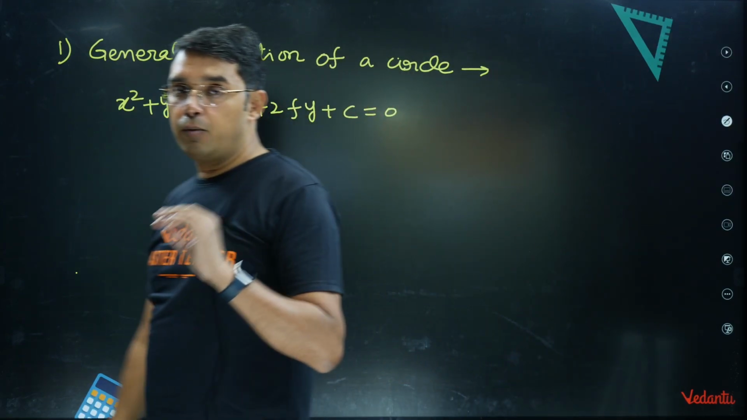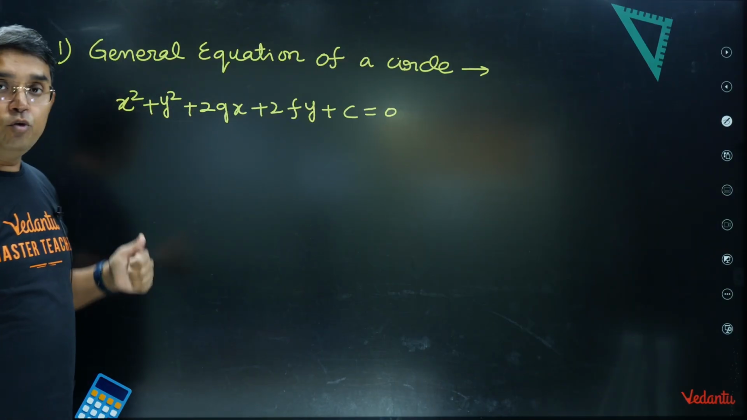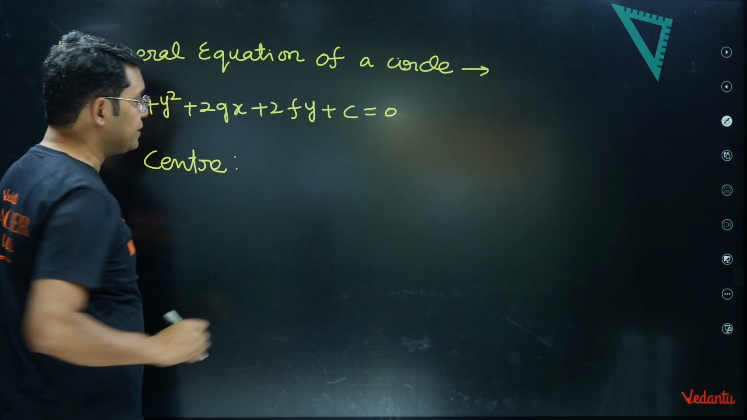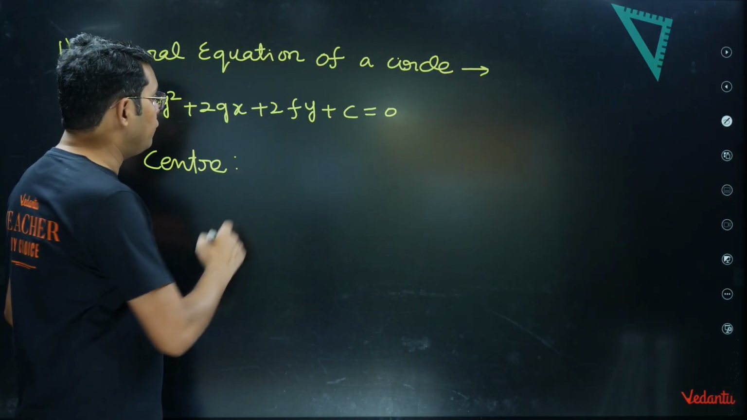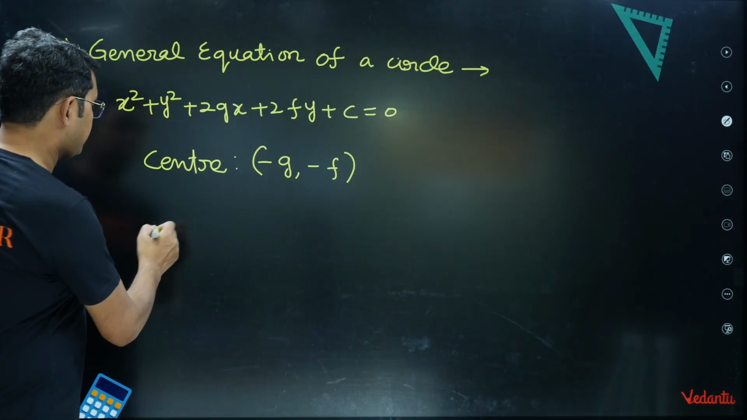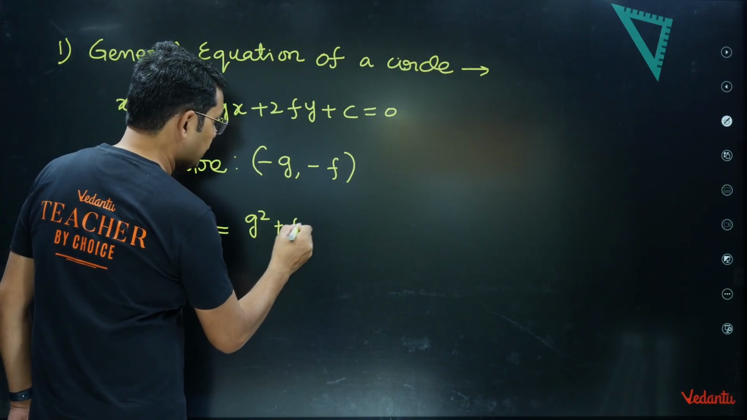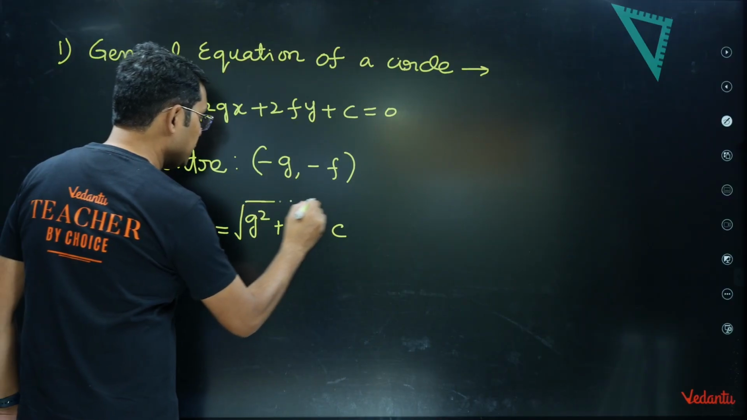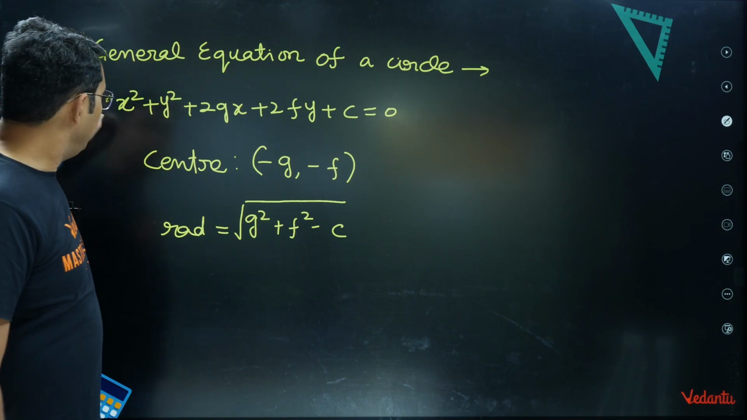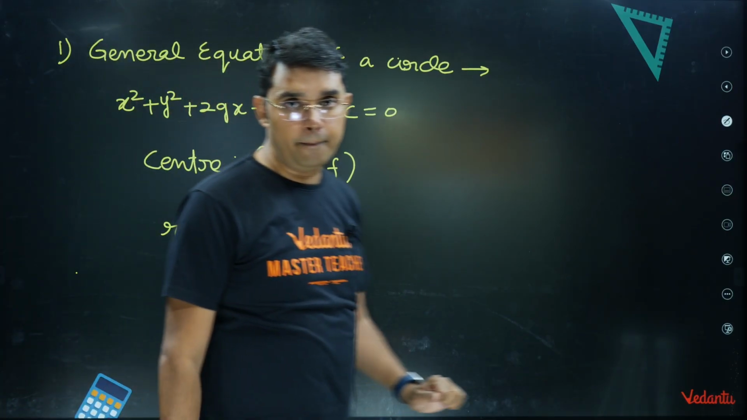So first is the general equation of a circle. If you know this is the equation of a circle, then you must know what its center is. That is given by the coefficient of x and coefficient of y. It is actually minus g comma minus f. Then the radius of this circle is the square root of g square plus f square minus p. So this is something that you must know about a circle, if the general equation is mentioned or you need the general equation for a question.